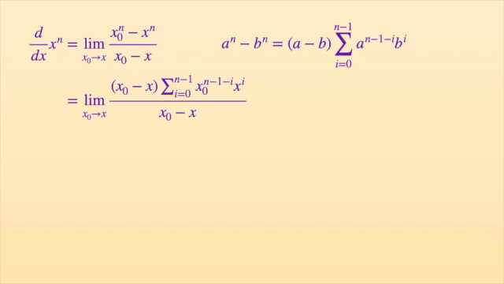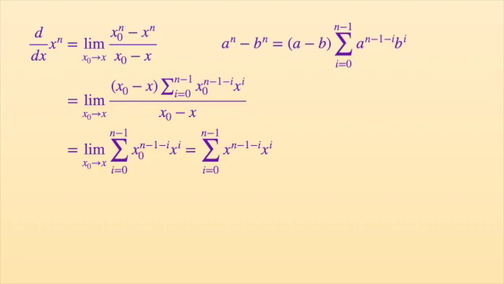So our x naught to the n minus x to the n is now going to look like this: x naught minus x times the sum. And we are very lucky here that we notice that my x naught minus x cancels out with the x naught minus x in the denominator, and that eliminates our indeterminate form. So because the indeterminate part of the expression is gone, we can just now substitute in x for x naught, which gives us this sum.